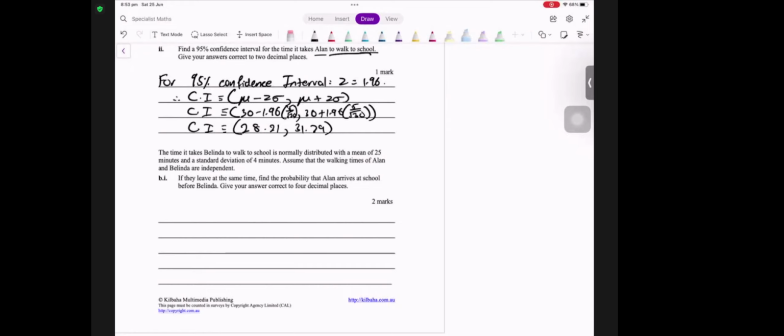So first you have a new person. You have Linda normally distributed with a mean of 25 and a standard deviation of 4. Assuming the walking times of Alan and Belinda are independent, if they leave at the same time, find the probability that Alan arrives at school before Linda. So I'll quickly say we'll let B equal Linda's walking time.